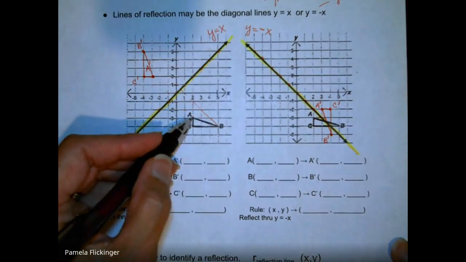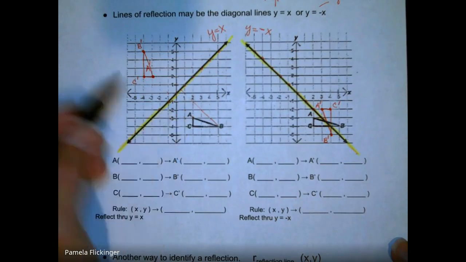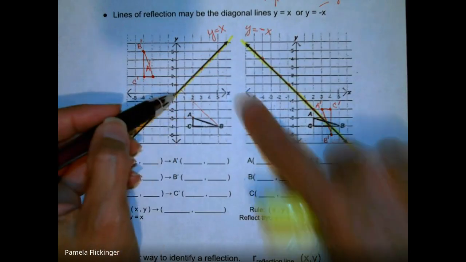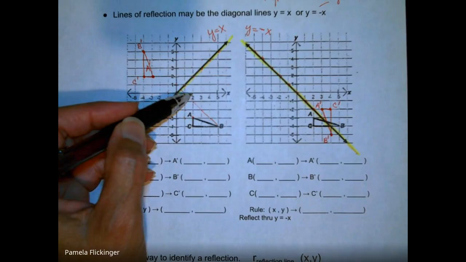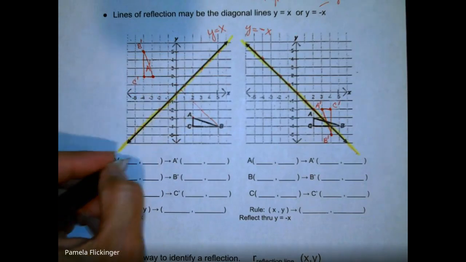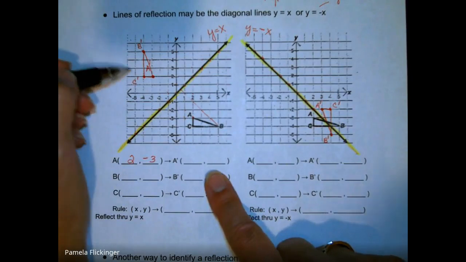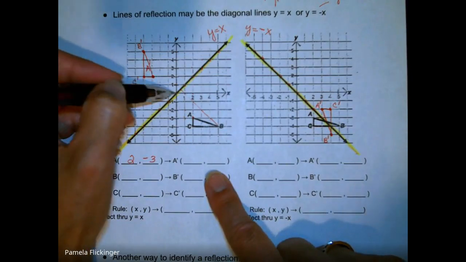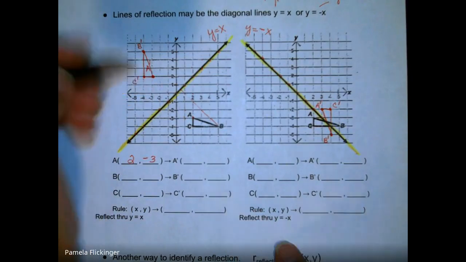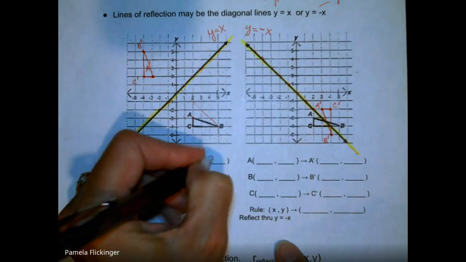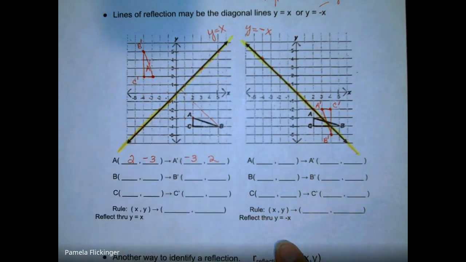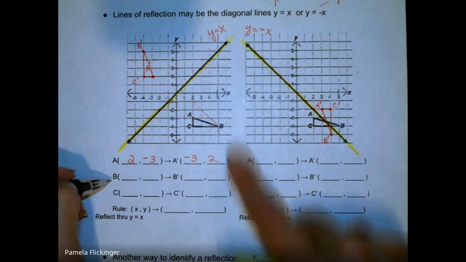So A, all right, and then up here, notice here's your x-axis. So A is over 2, down 3, so 2, -3. And A prime was -3, +2. Already see a relationship. Let's see if it works for the others.